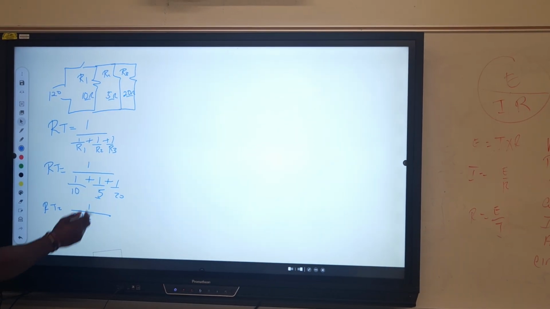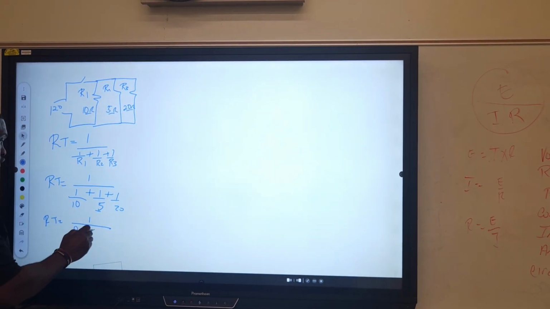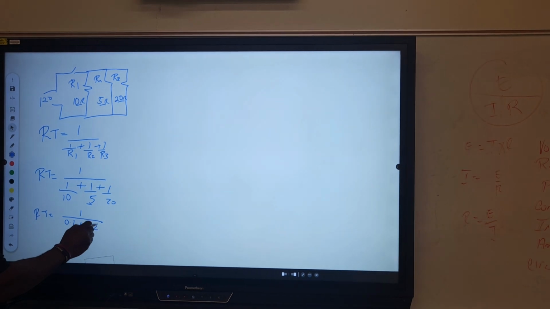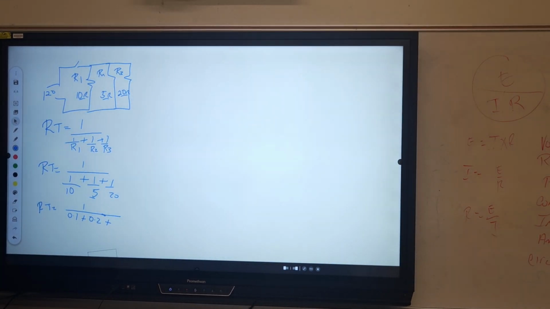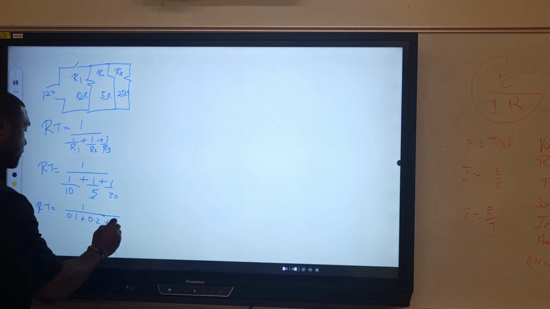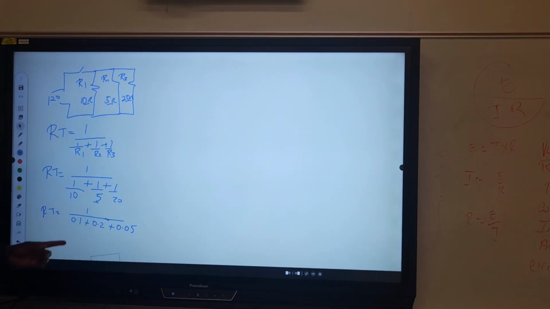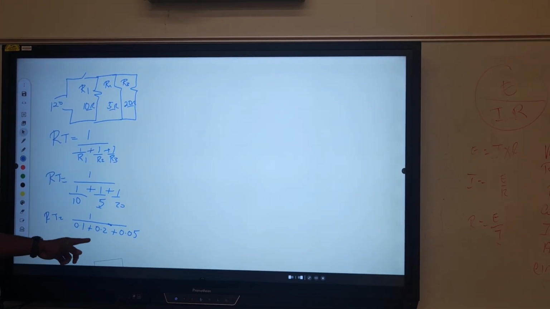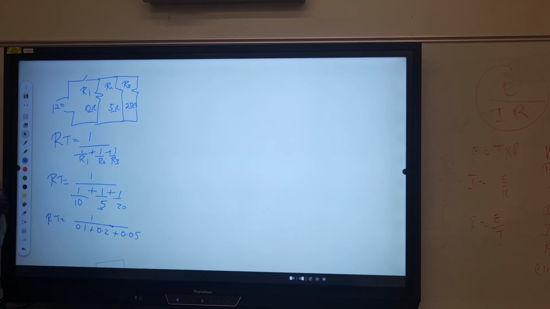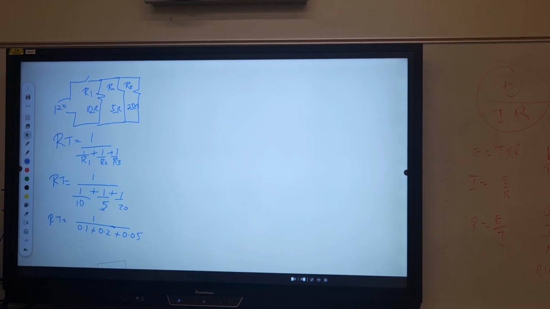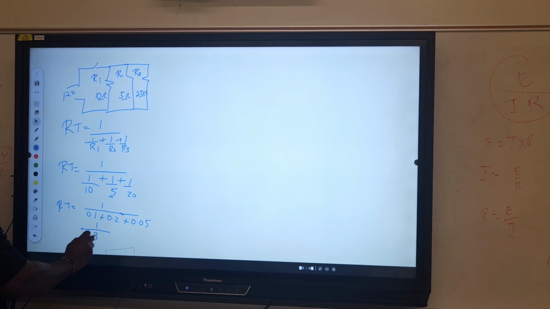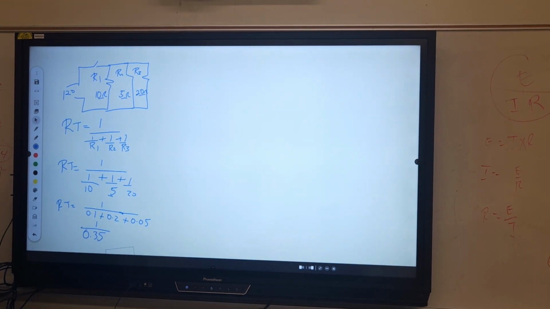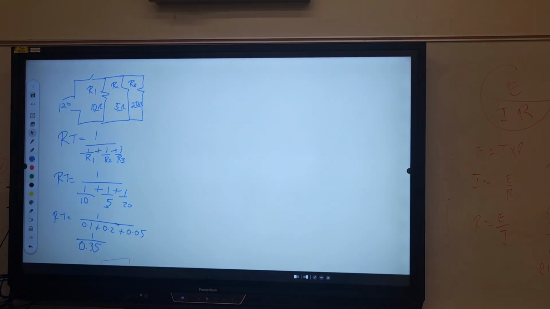plus, what's 1 divided by 5? That should be 0.2. And 1 divided by 20 should be 0.05. So now I want you guys to add up 0.1 plus 0.2 plus 0.05. It's pretty easy, I can see it's 1 over 0.35. Right? We're still not done.